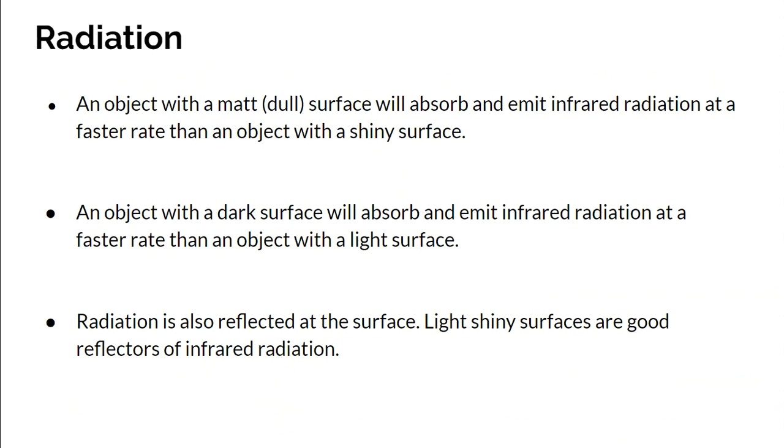In conclusion, an object with a matte or dull surface will absorb and emit infrared radiation at a faster rate than an object with a shiny surface. An object with a dark surface will absorb and emit infrared radiation at a faster rate than an object with a light surface. Radiation is also reflected at the surface. Light, shiny surfaces are good reflectors of infrared radiation.